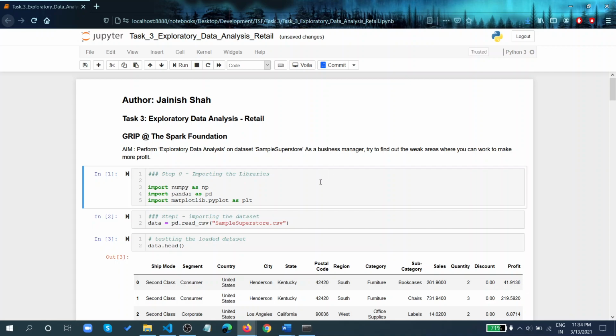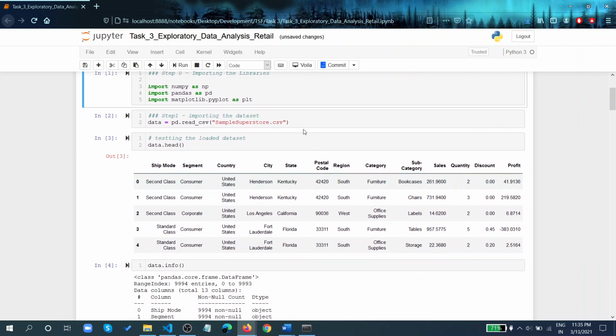So in step 0, we are importing the libraries to perform this exploratory data analysis. The important libraries are NumPy, Pandas, and Matplotlib. The first step is importing the dataset. Then after loading the dataset, using data.head will give us the first five rows of the dataset.